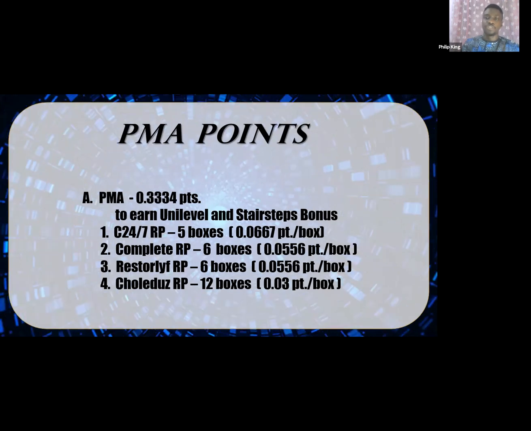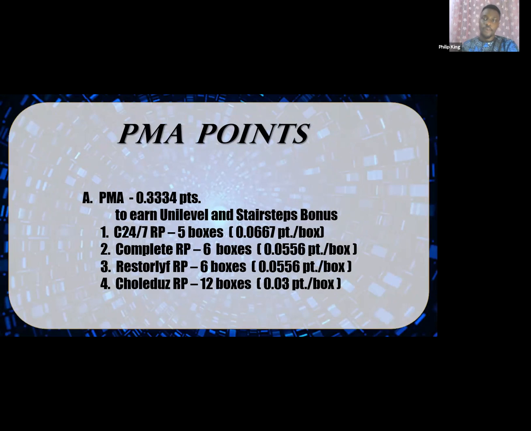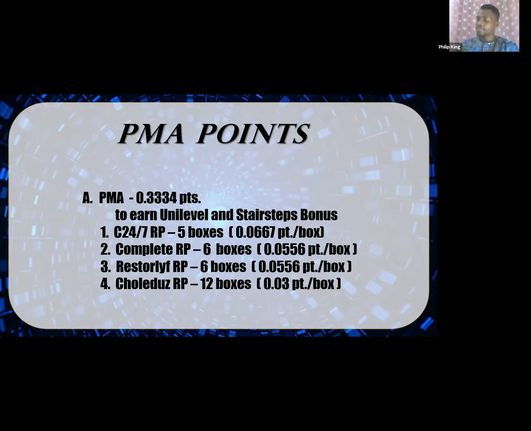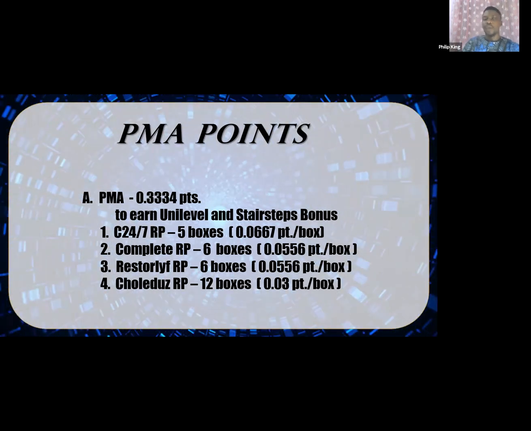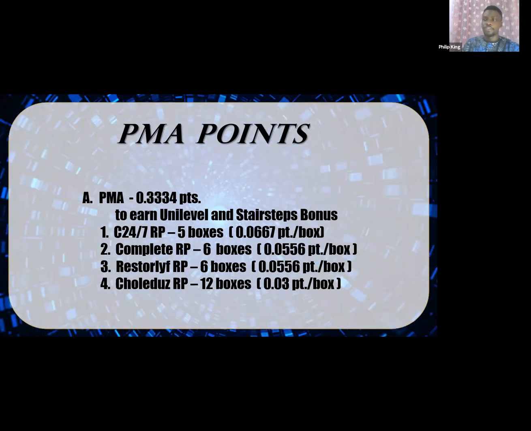That's 1.005. That's 0.3334 times 3. That's 1.0005 points. That's what you need. So in order for you to have your triple maintenance, you need 1.0005 points for your triple maintenance.